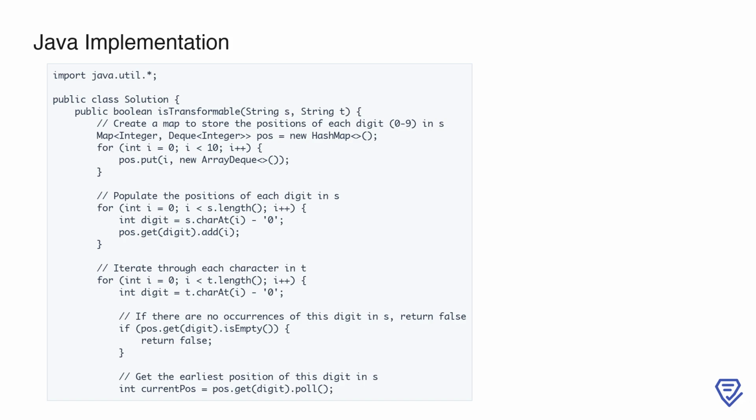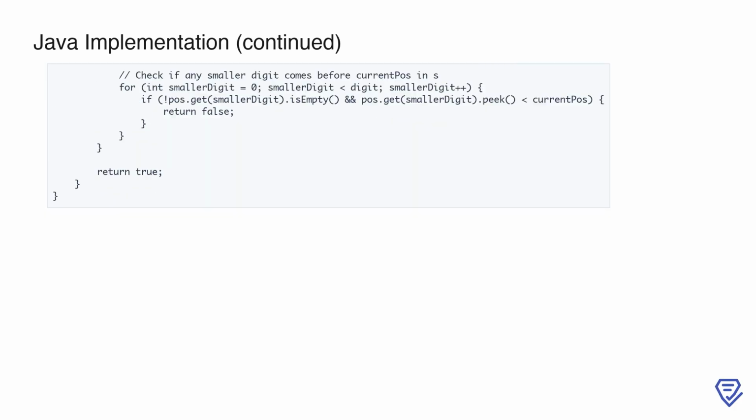Otherwise, we retrieve the earliest position of this digit in S by polling its deque. Now that we have the earliest position of the current digit in S, we need to ensure that the transformation respects the sorting constraint. Specifically, we check if any smaller digit, one with a numeric value less than the current digit, appears before the current position in S. To do this, we iterate through all smaller digits and examine their deques in the map.